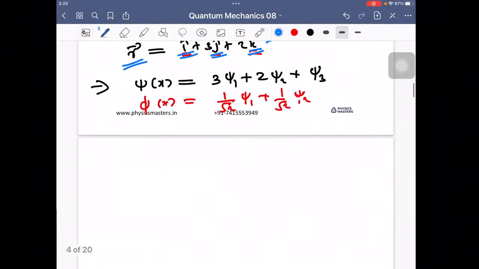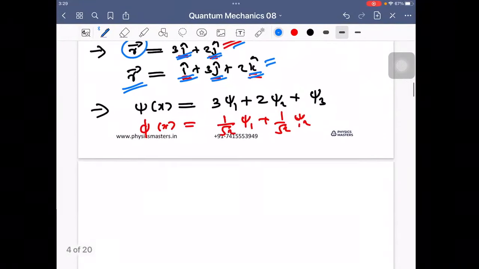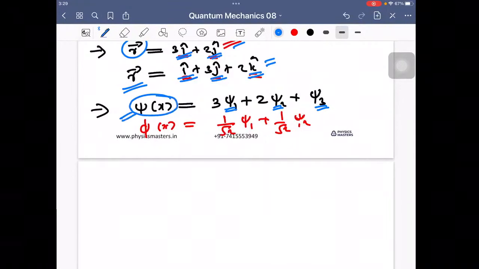Okay, so now these functions, we know that here we already said that this psi 1, psi 2, psi 3 are normalized and also orthogonal to each other. We can also normalize this psi, we can normalize this phi of x. It means any function in the Hilbert space can be normalized.